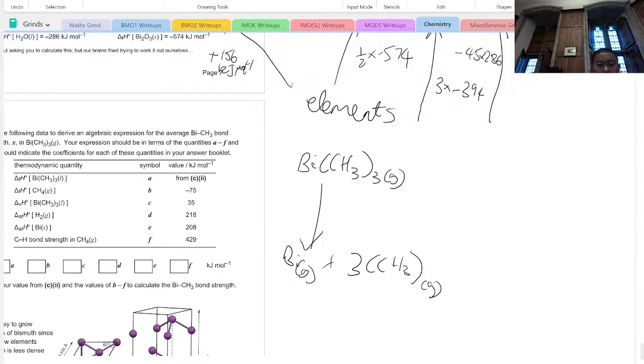Now, okay, so we have this BiCH3 liquid. The vaporization, which I'm assuming turns it into gas, is plus 35. Well, you can write it as the symbol.